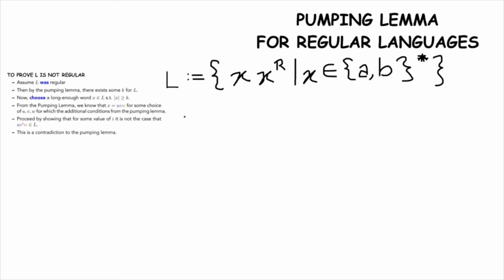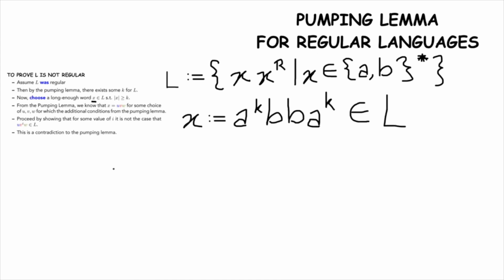If x has 3 letters, joining it with its reverse will give 6 letters. If x had 2, joining it with its reverse gives you 4 letters. In any case, you will always get a palindrome of even length. A long enough word x that we know is in this language could be x equals a to the power k b, followed by its reverse, b a to the power k.